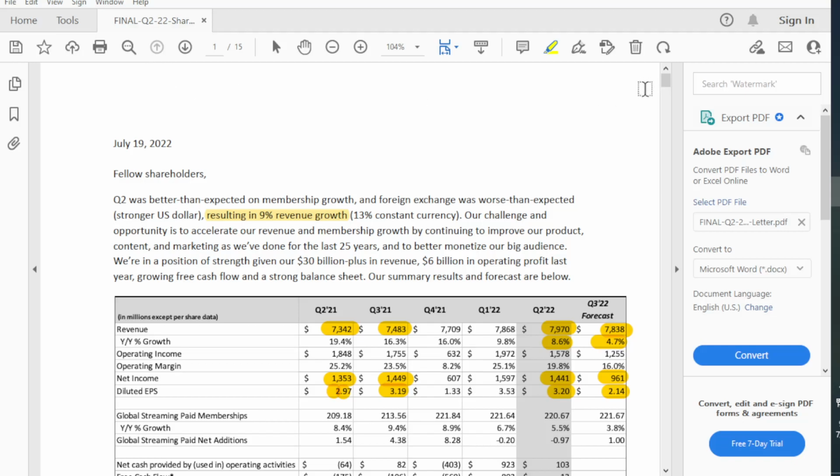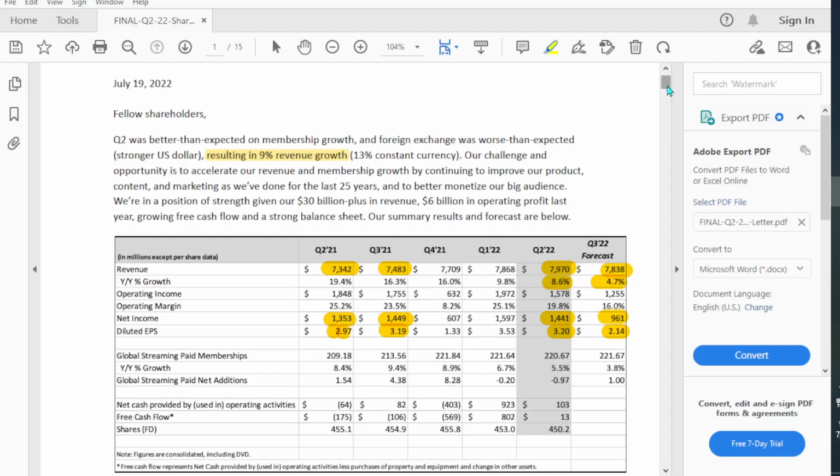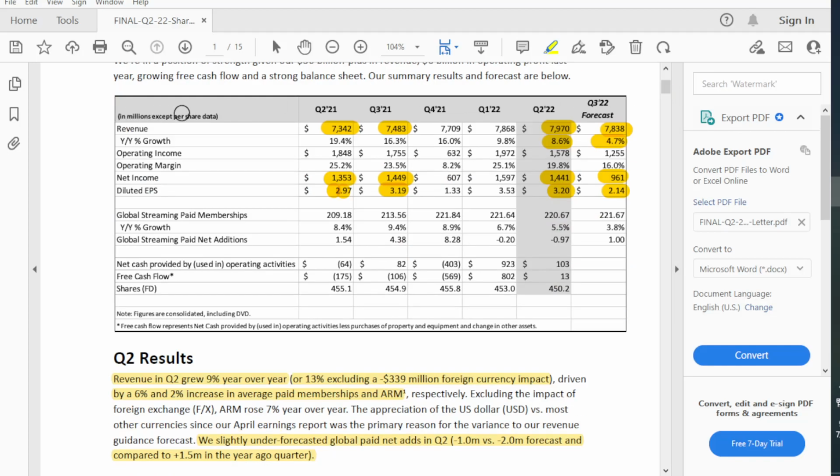And I'm just going to go over this real quick. So right here, they say Q2 was better than expected on membership growth, and foreign exchange was worse than expected. And that's because of the strong dollar. So this resulted in 9% revenue growth, which basically would have been 13% if it wasn't for those foreign exchange extremities. So now they give us this nice little chart of revenues.